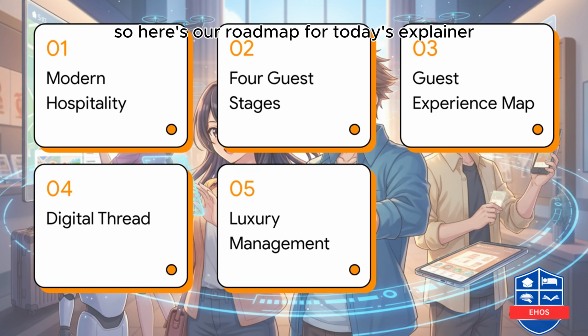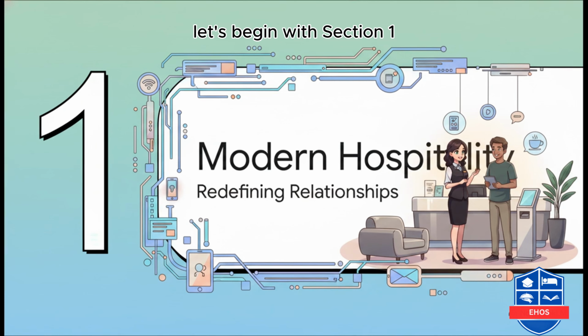So, here's our roadmap for today's explainer. We'll kick things off with a welcome to modern hospitality, break down the 4 guest stages, explore mapping the guest experience, dive into powering the digital thread, and finally wrap up with mastering luxury management. Let's begin with Section 1, Welcome to Modern Hospitality.